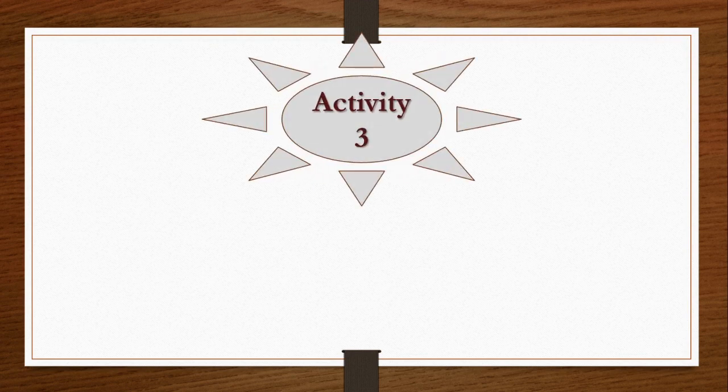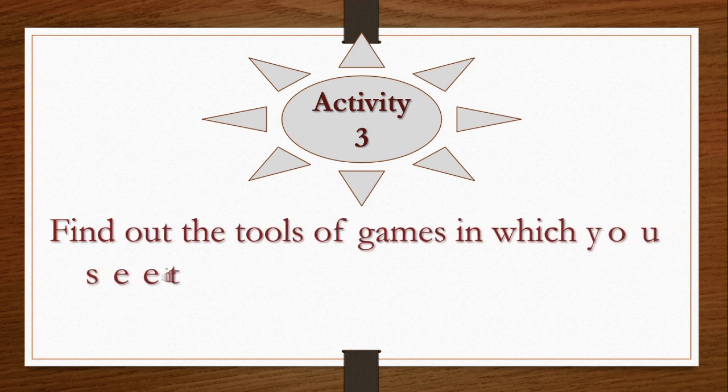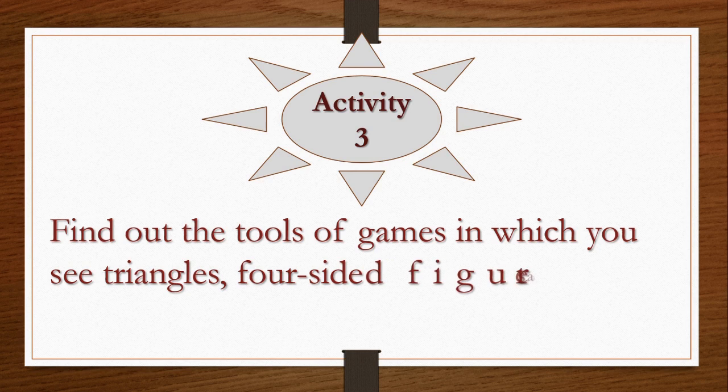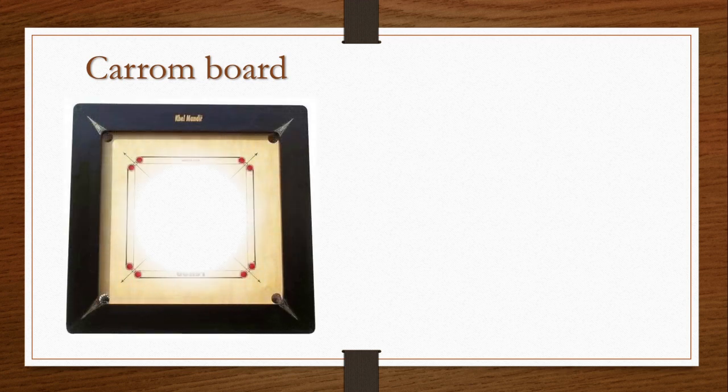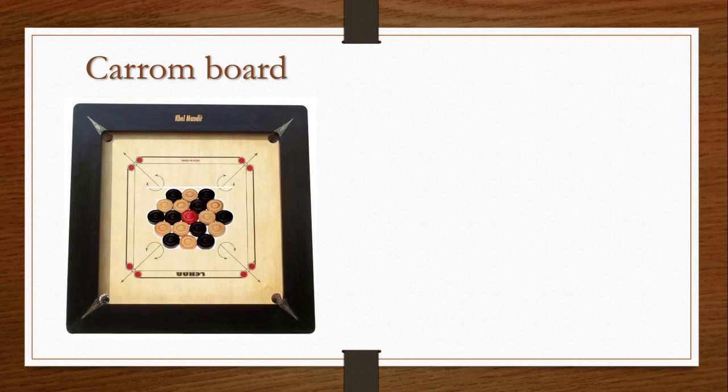Now here you can see activity number 3. Find out the tools of games in which you see triangles, four-sided figures and circles. See here, carom board. You know, right? This is carom board, and these are coins that we use to play the carom. Okay, these are called as coins, and this is a carom board.